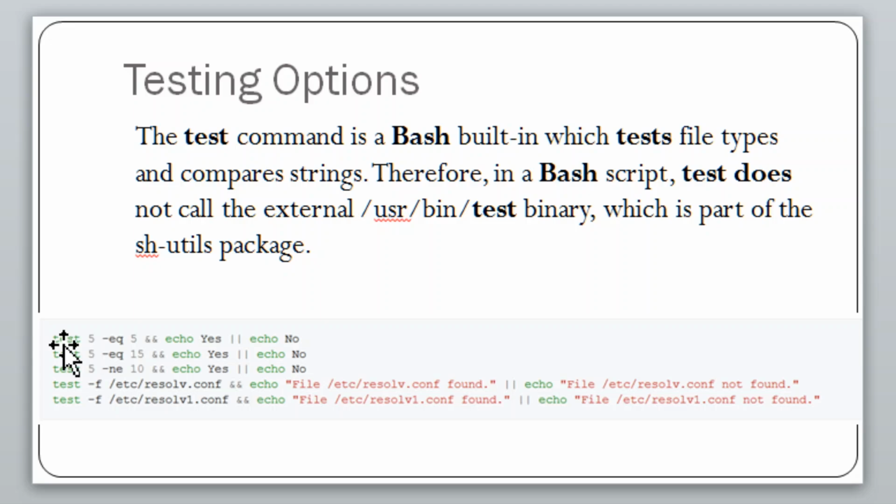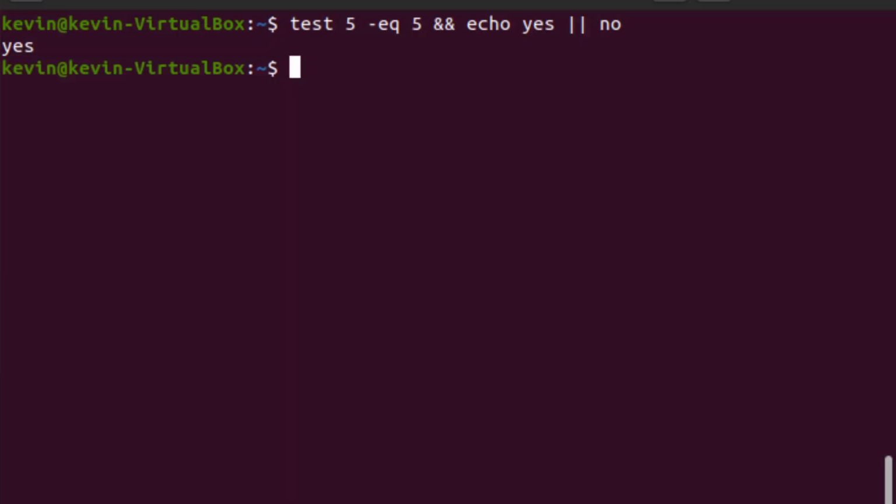So we have test 5 equal to 5 and echo yes or echo no. Okay, so this can be read also as almost like an if-then statement. So if 5 is equal to 5, then echo yes, else echo no, right? We can even try that here. We don't even have to write a script for this. We can just do this on the command line.